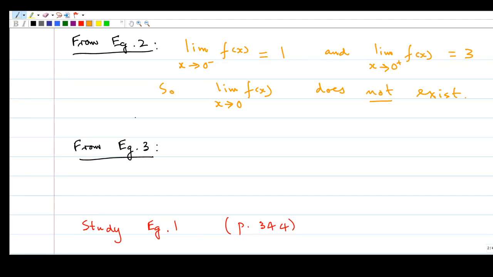Right? From example 3, the limit of g of x as x approaches 1 from the right, we had an answer of 1, and that was also equal to the limit of g of x as x approaches 1 from the left.